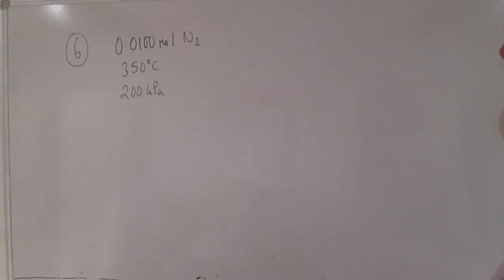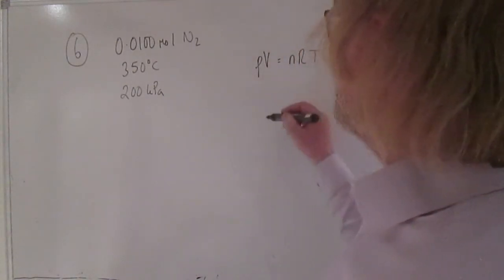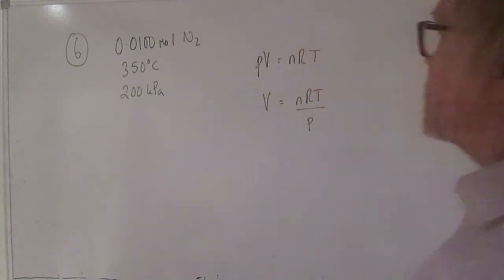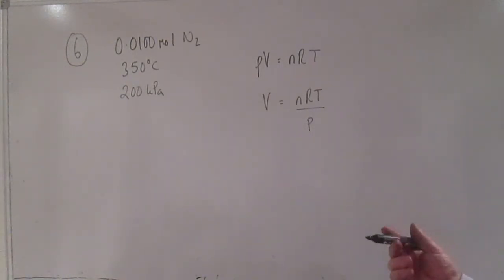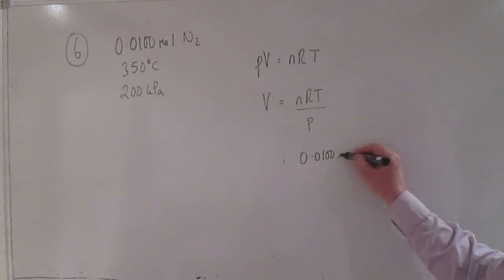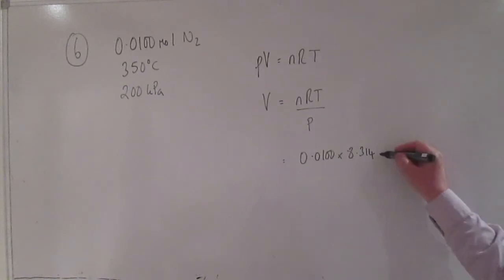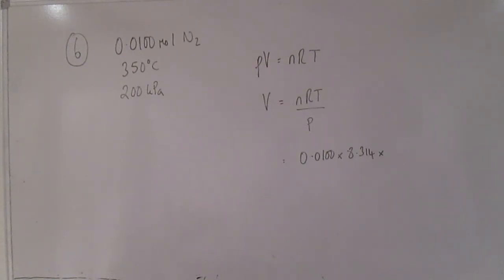Question 6 is just the ideal gas equation. So we start with PV equals nRT, and we need to rearrange it to get V equals nRT over P. And then it's just a question of putting the numbers in, but being really careful. Remember that you've got to know what the units need to be here. So N is the number of moles, which is 0.01. R comes off your data sheet, is 8.314 joules per Kelvin per mole. T is the temperature in Kelvin. So we've got to add 273 onto our 350 degrees C, which is 623 Kelvin.